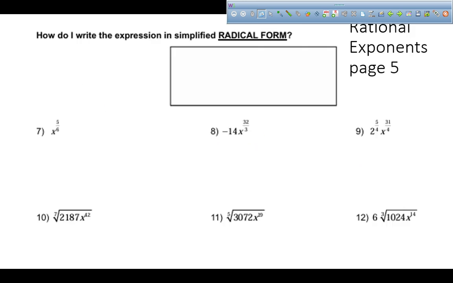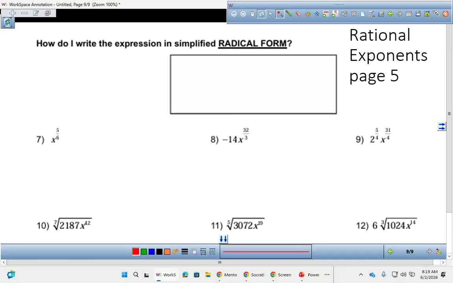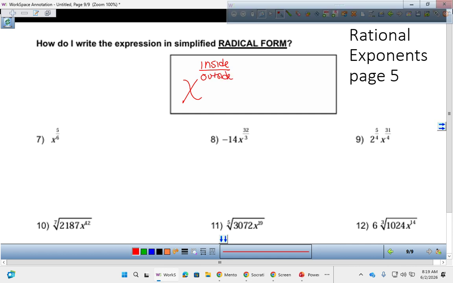Alright, we are going to head back to page 5 where we just left off. This section is about writing things in radical form. Radical form means that all of the answers for these 6 problems will end with a root. They should have a root with them. So what you need to remember from this section is that it's x to the inside over outside. If you have something in exponent form that has a fraction, it can be written as a root.